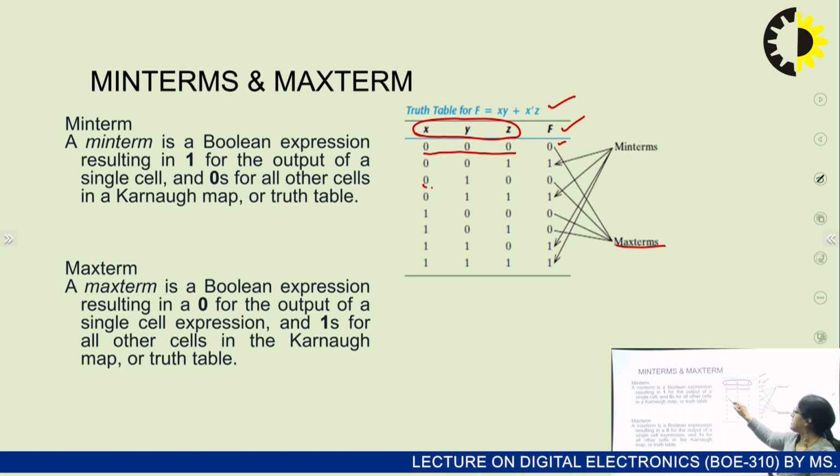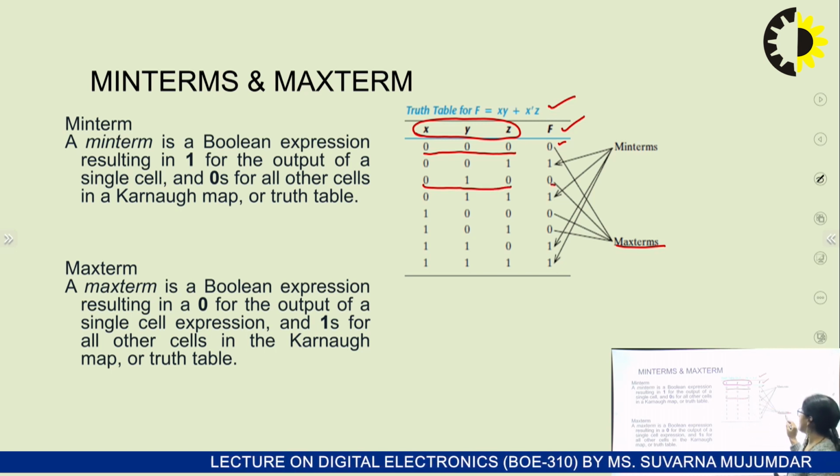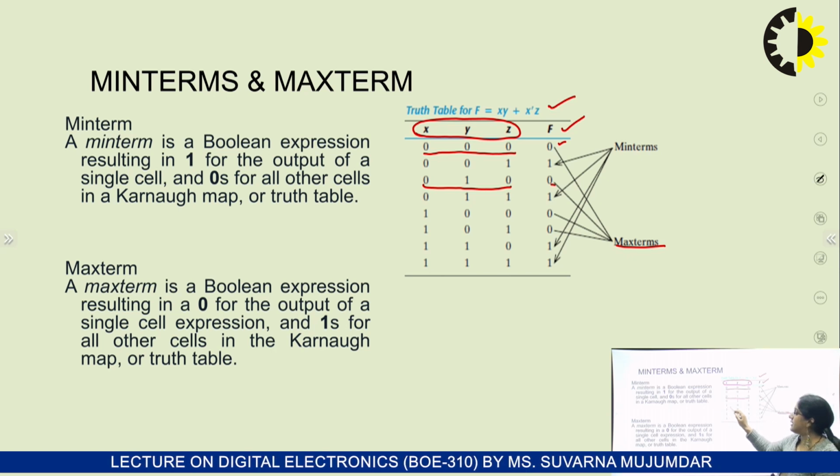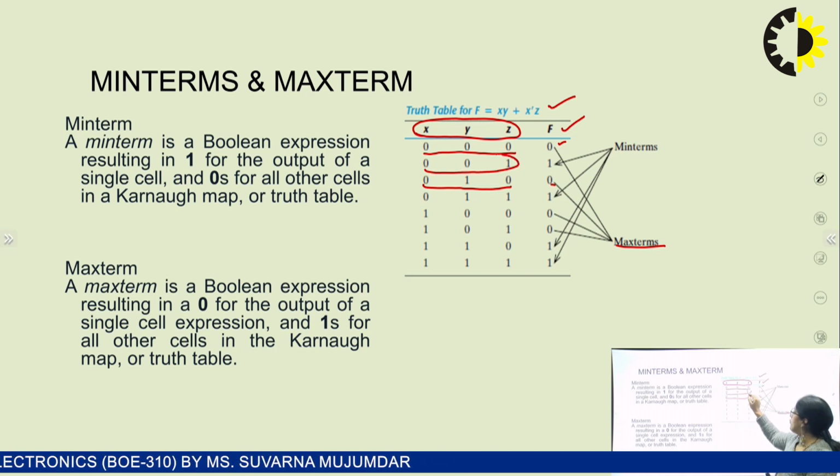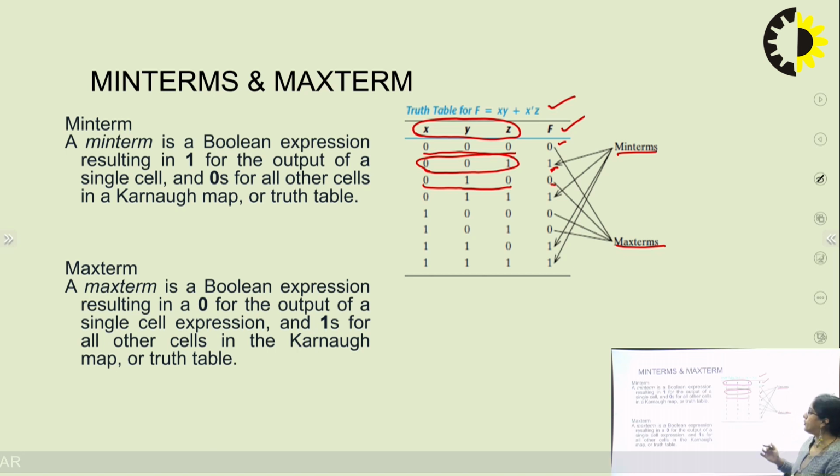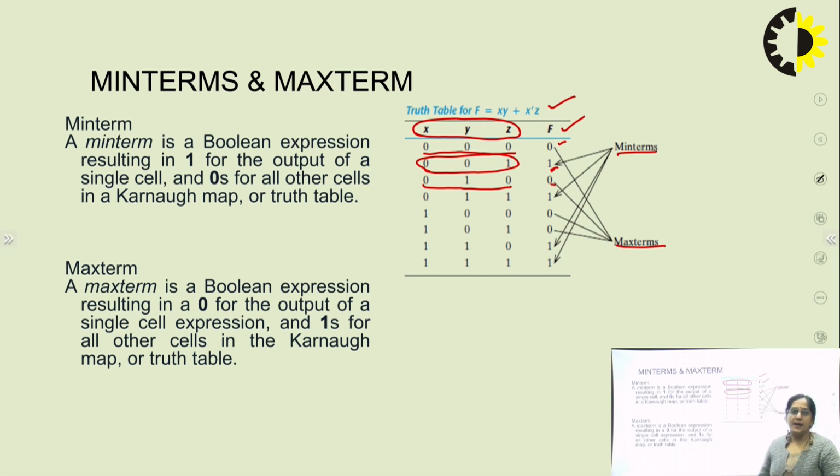Then for 0, 1, 0, if the input is 0, 1, 0, again we have 0 as an output. So it is considered as a max term. We represent it as a max term. Then for the case of 0, 0, 1, the output is 1. So we have a group of 1s, and it is called a min term. A group of zeros is called a max term.